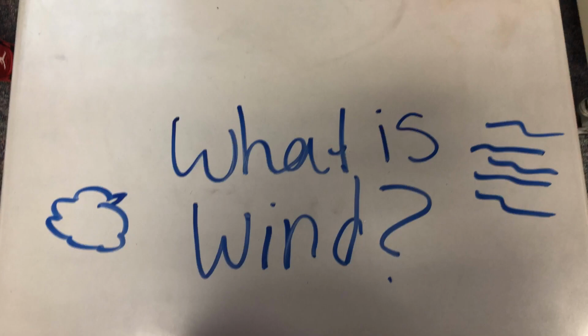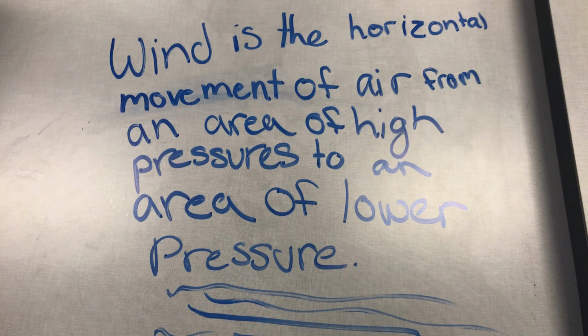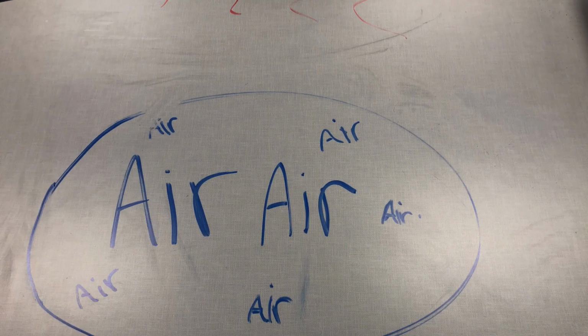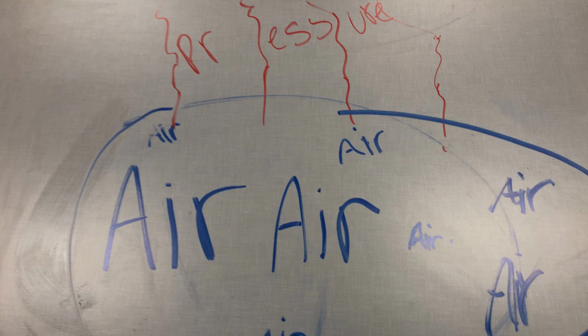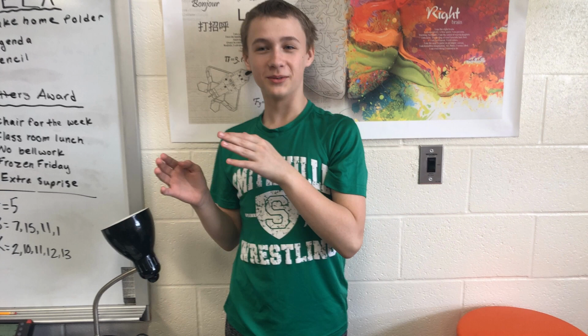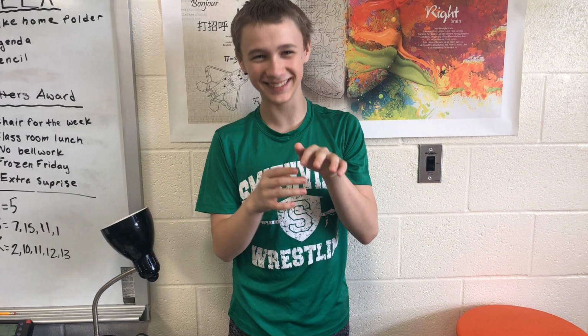What is wind? Wind is the horizontal movement of air from one area of high pressure to another area of low pressure. What causes wind to move? Winds move because of differences in air pressure. Local winds travel short distances. Global winds travel long distances.